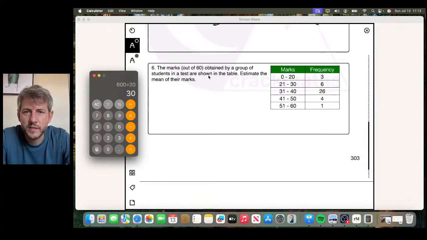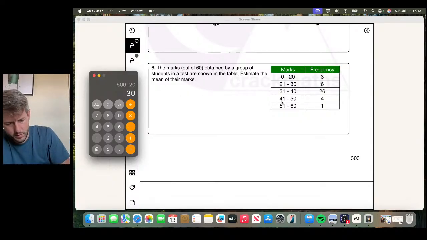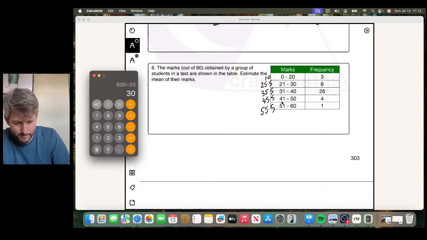The marks out of 60 obtained by a group of students in a test are shown in the table. Estimate the mean of their marks. Okay.